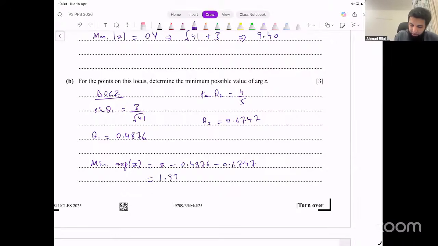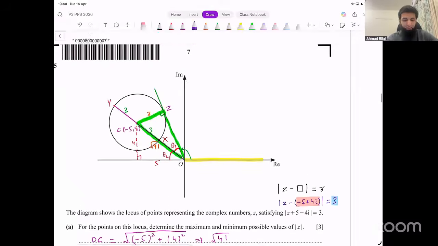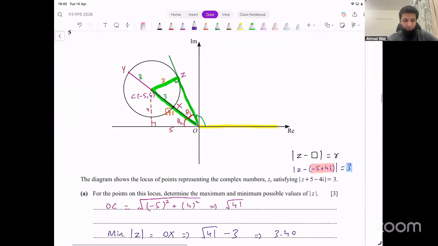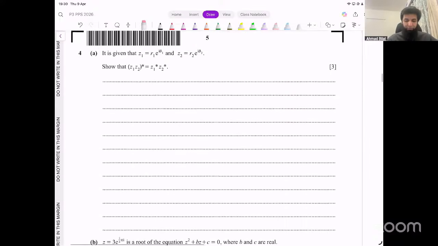1.979. Round it off to 3 significant figures now. This is your final answer, and that will be 1.98. This is the minimum value for argument of z. Any issues with this? Okay. This was also not that difficult. If you know your Argand diagrams well and the notations well, this was a fairly straightforward one as well. Let's move on to question 4.